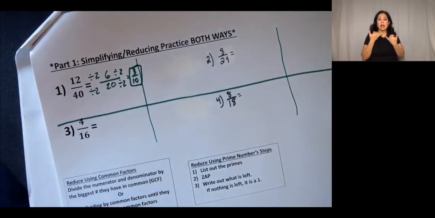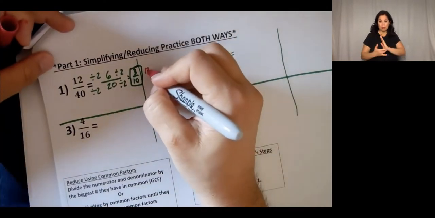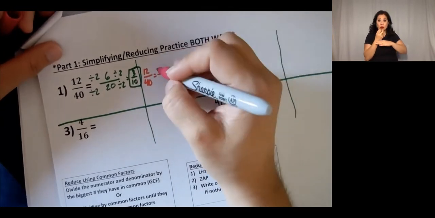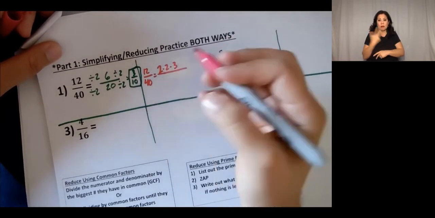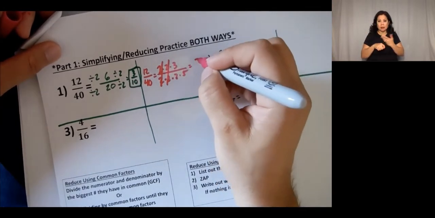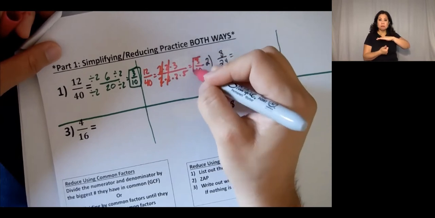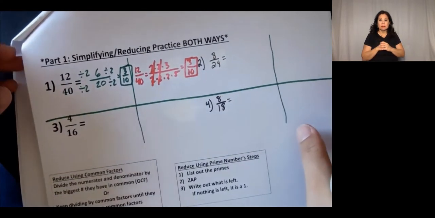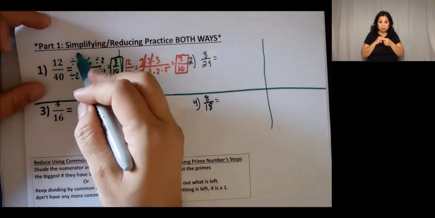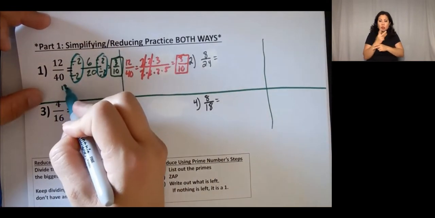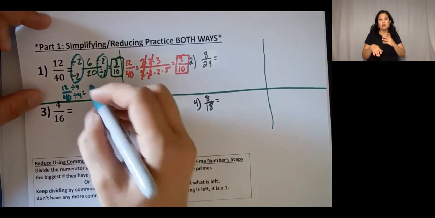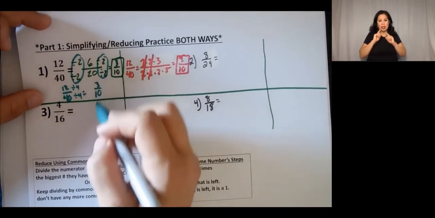Now let's try our primes. I had 12 over 40. For 12, I can break 12 down into 4 times 3 and 40 into 4 times 10. Zap, zap. And I'm left with 3 on top and 2 times 5 on bottom, which is 10. So 3 tenths. Perfect. We just did it both ways. And if you look back at this one, this was a 2 and this was a 2. If I divided by 4 originally, top and bottom, that would have been my GCF, the biggest number they had in common, and I would have got 3 tenths.